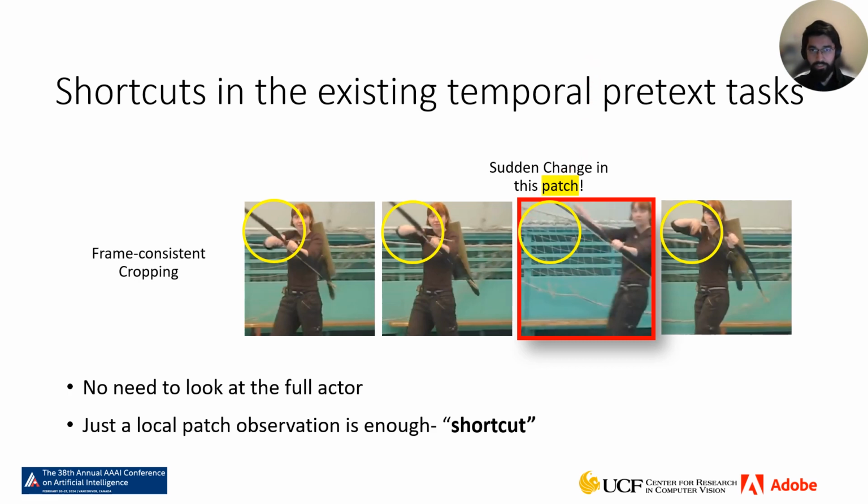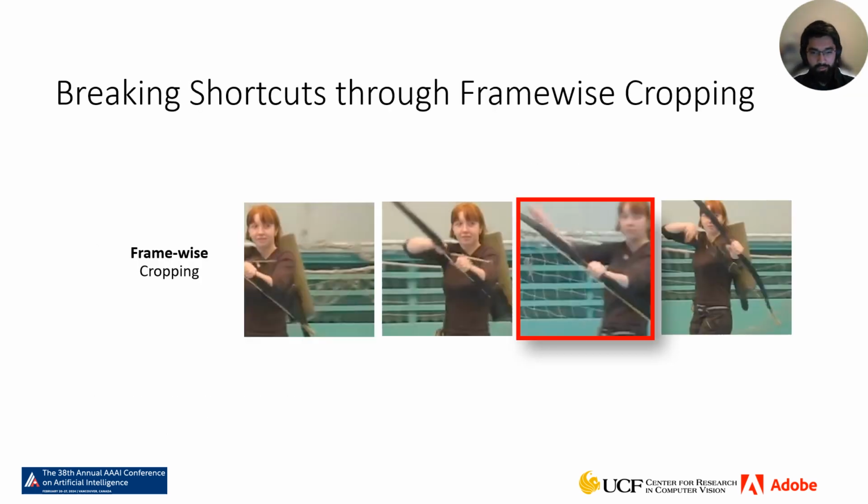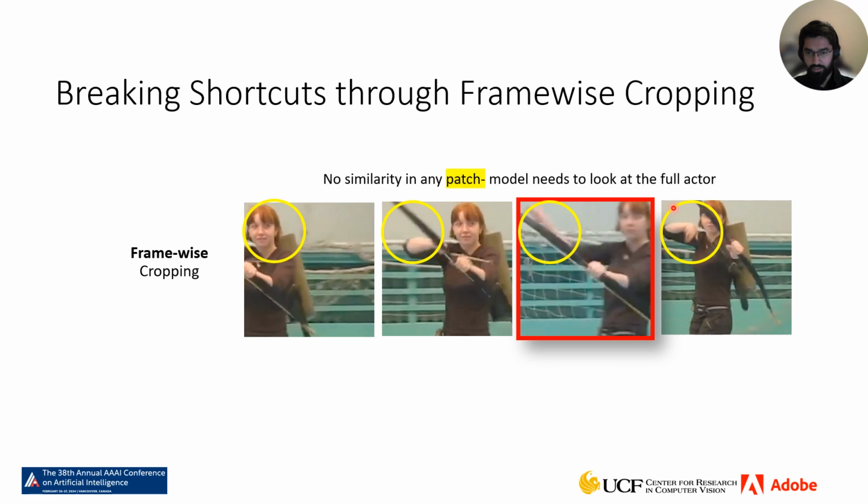To resolve the issue of local patch shortcut in temporal pretext task, we propose using frame-wise cropping, which is like independently cropping each frame from the original sequence without maintaining the temporal consistency. So now if we look into the small patches here, we don't see any similarity regardless if the frames are in order or out of order.